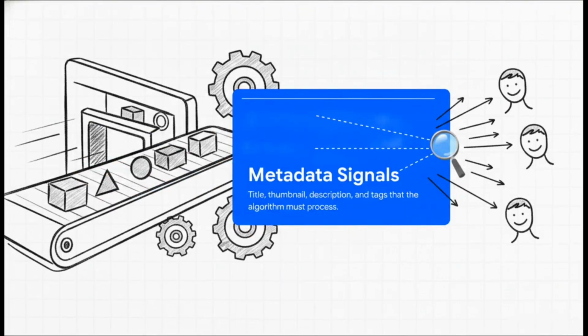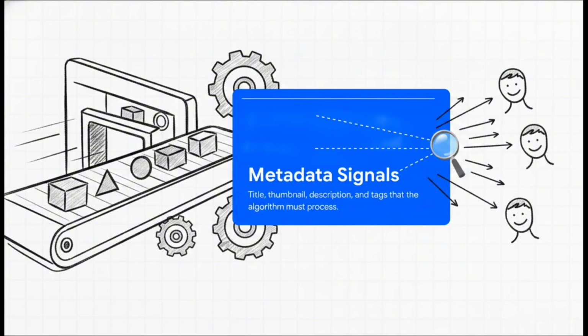To really get why this is so damaging, we have to look at how this system actually operates by looking at metadata signals. Think of the algorithm like a massive, high-speed sorting machine. Before it can deliver your package, which is your video, to the right doorstep, it needs time to actually read the label. And that label, that's your metadata. Your title, the thumbnail, your description, and your tags. These elements are the vital signals the machine uses to figure out exactly what your video is about, and most importantly, who actually wants to sit down and watch it.